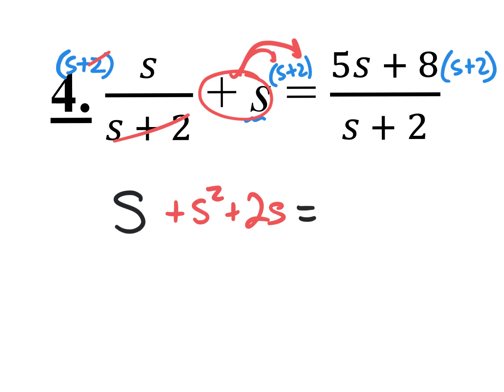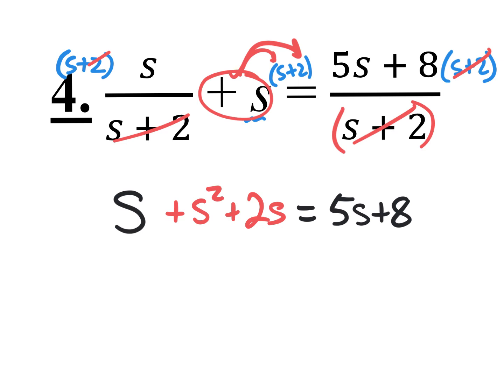Equals, over here, s plus 2 cancels with s plus 2. What's left over? 5s plus 8. So we got rid of both fractions by multiplying everything by the denominator, s plus 2. Okay, we have a quadratic. We have s squared. So when I have an s squared and other s's, I would like to set it equal to 0 so I could try to factor, split, and solve, or maybe use a quadratic formula. But in this case, I'm going to move everything to the left side, subtract 5s.